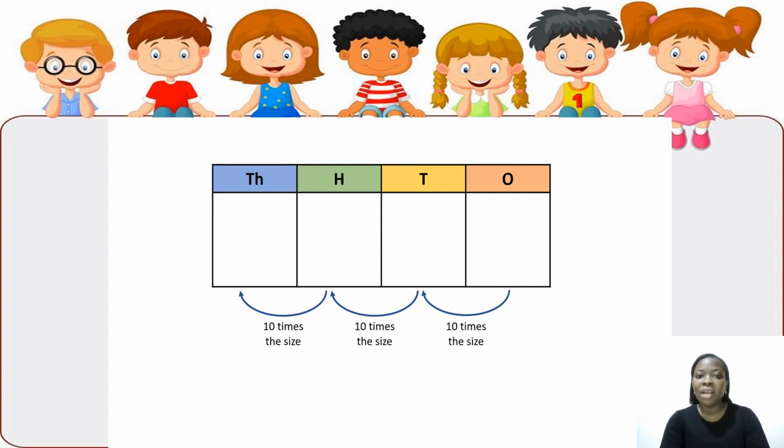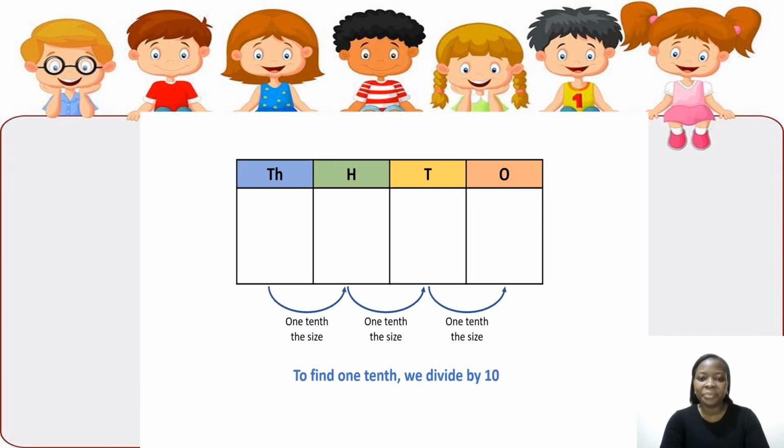Now, when we learned how to multiply by 10, we understood that the tens column is 10 times greater than the ones column. The hundreds column is 10 times greater than the tens column, and the thousands column is 10 times greater than the hundreds column. And we also learned that when we multiply by 10, we move one column to the left. Now, let's find out what happens when we divide by 10.